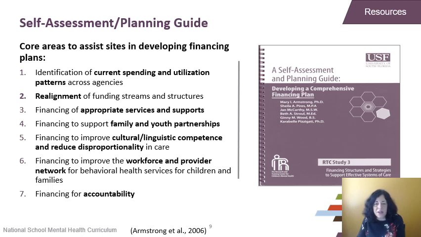These 7 core areas include identification of current spending and utilization patterns across agencies, realignment of funding streams and structures, financing of appropriate services and supports, financing to support family and youth partnerships, financing to improve cultural linguistic competence and reduce disproportionality in care, financing to improve the workforce and provider network for behavioral health services for children and families, and financing for accountability.